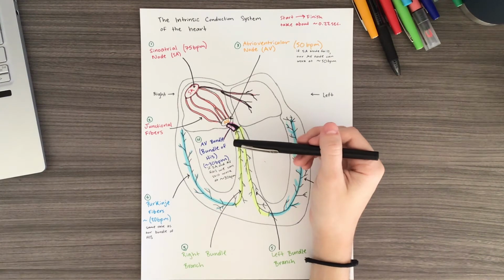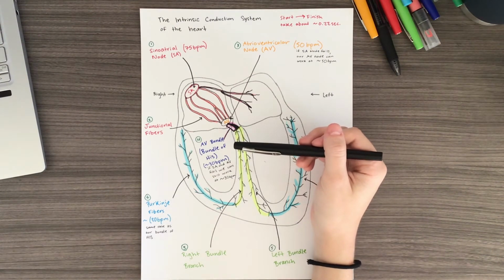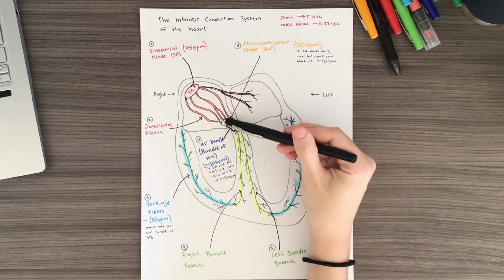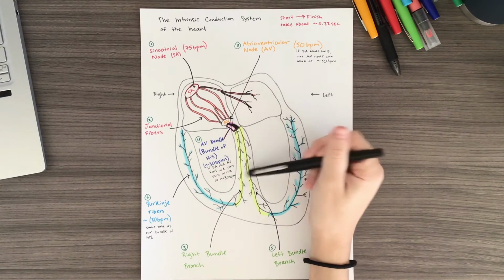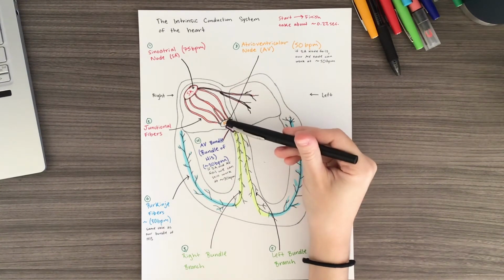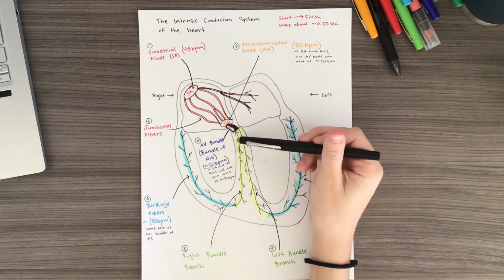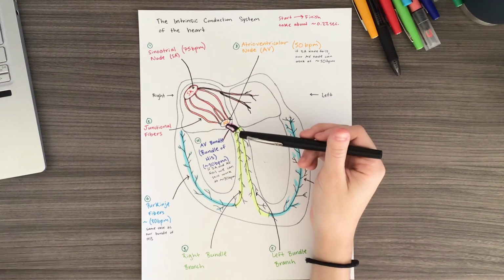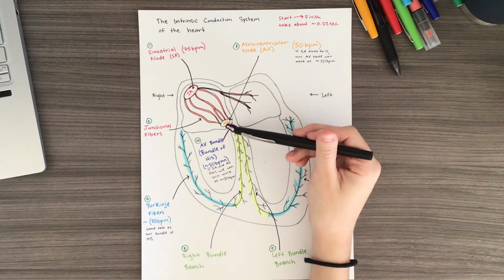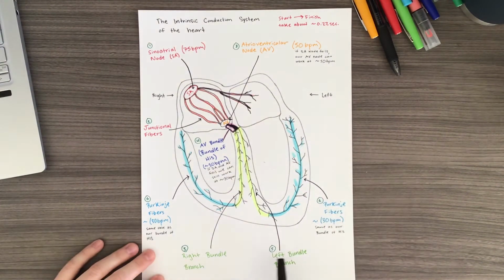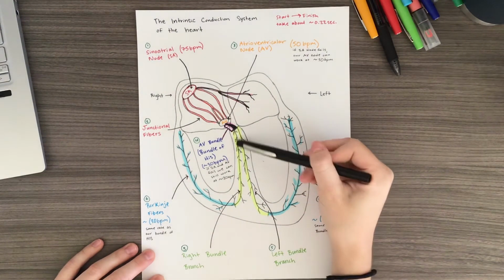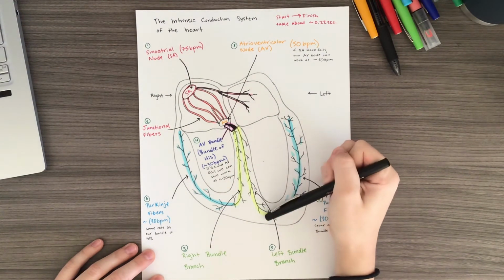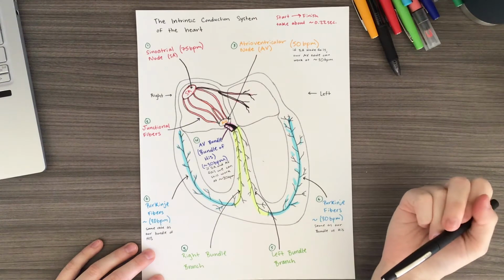It's the only electrical connection between the atria and the ventricles, because it's right here. This is our atria, these are ventricles, so it's right between. It's our only connection. And so it transmits impulses to the right and left bundle branches, which is going to be our step 5. These are the two areas highlighted in yellow. Those are our left and right bundle branches.